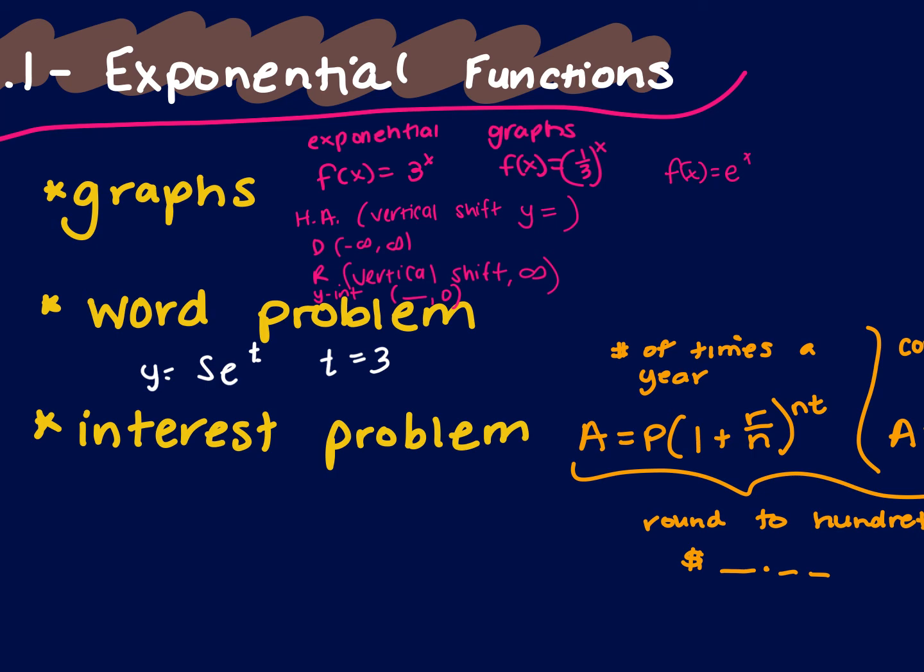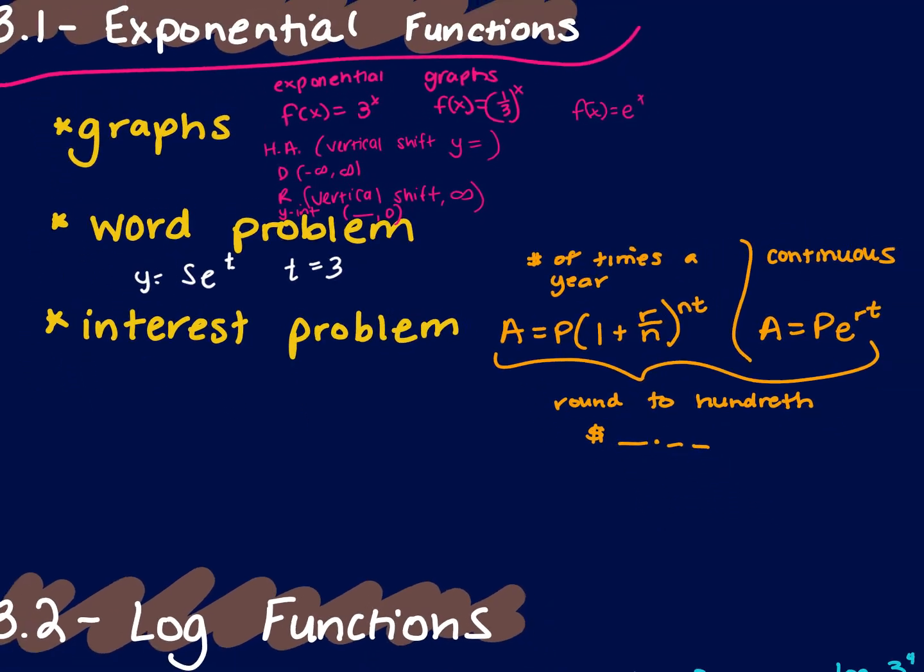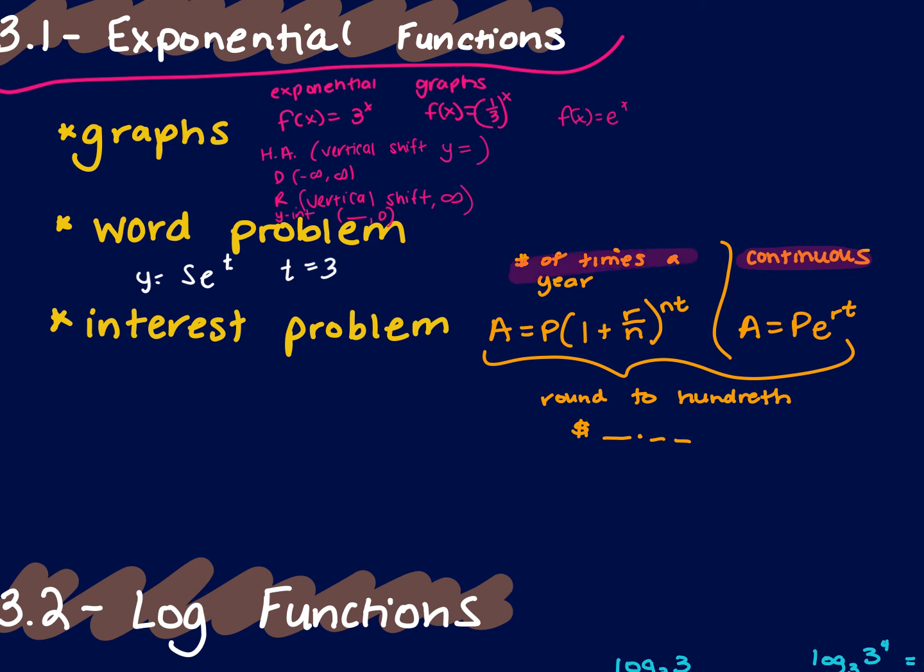The interest problems are going to be just like they were on the quiz, where you're going to have to know if it's continuous or a number of times a year. If it's continuous, it's your PERT: A equals P times e to the rt. And for number of times a year, A equals P times 1 plus r over n to the nt. This is money, so you're going to round it to the nearest hundredth, and it's not going to tell you that. That's common sense that you need to know.